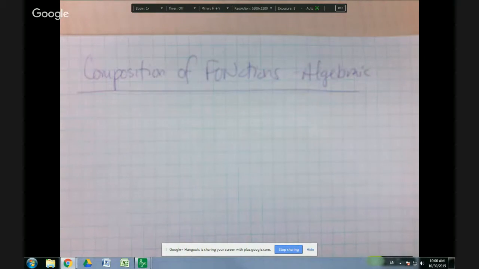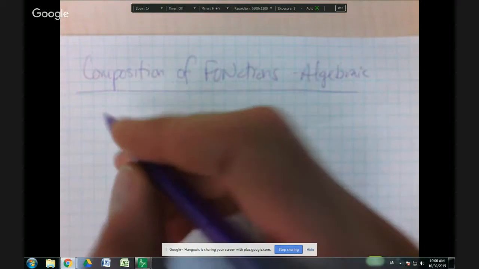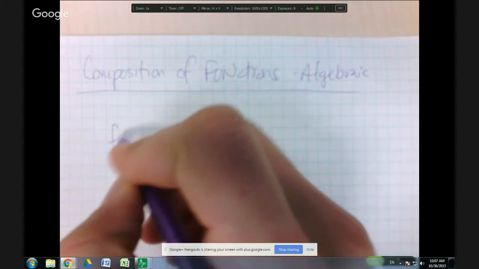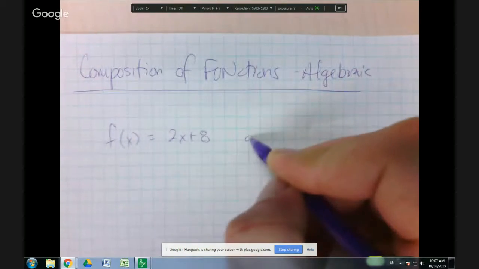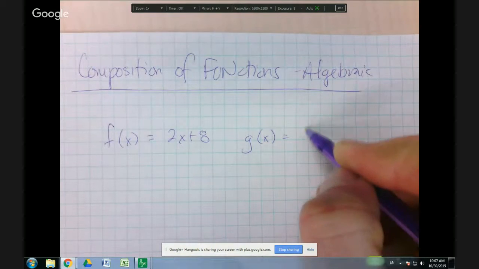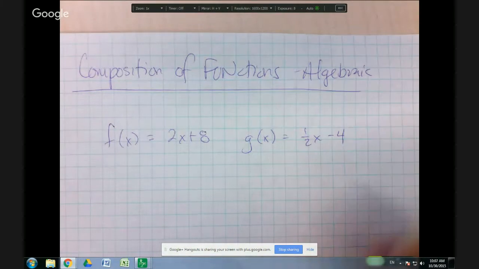All right, composition of functions. We're doing the algebraic version today. Yesterday we did graphical. Okay. So I'm going to give you two functions, and then we're going to combine them algebraically.